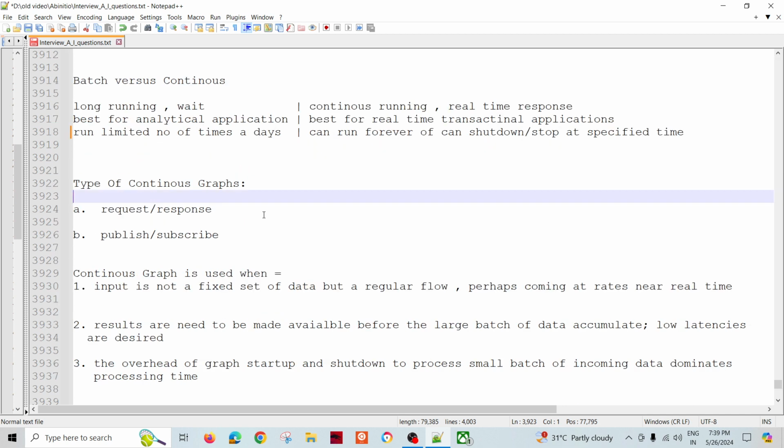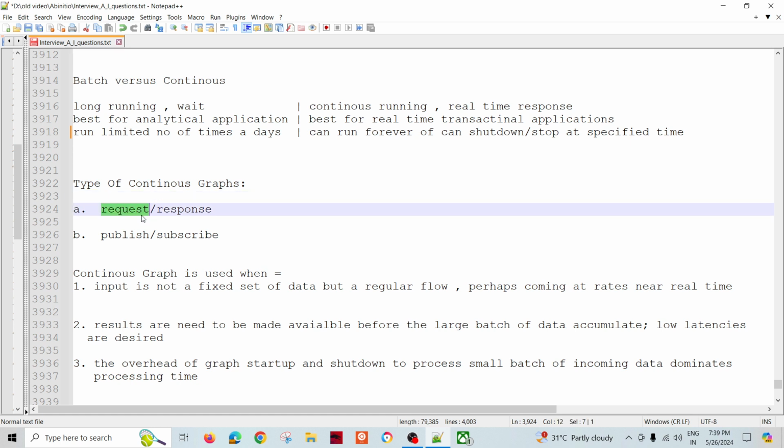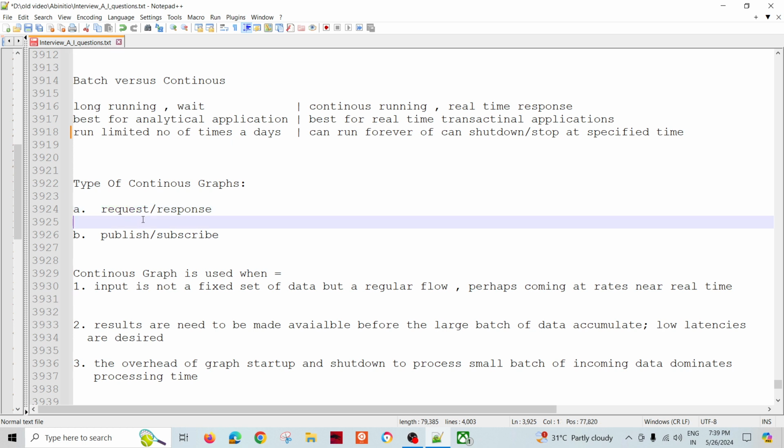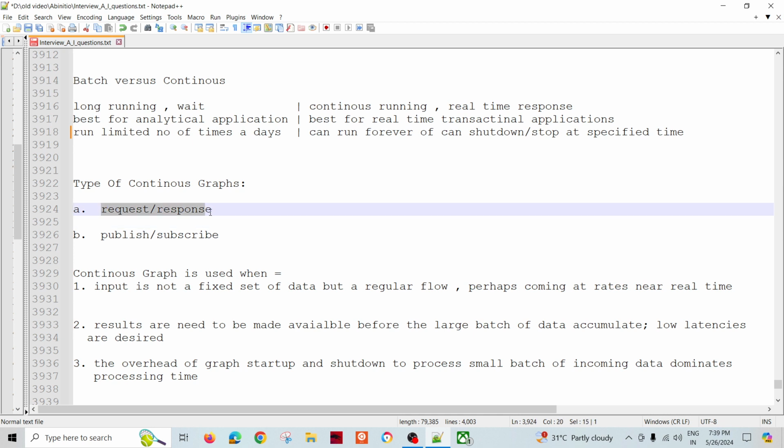So, what kind of continuous graphs do we have? We have a request-response mechanism. The client will send a request to the server, and the server will act upon that request, prepare the response, and send it back to the client. So that kind of application can be continuously running.